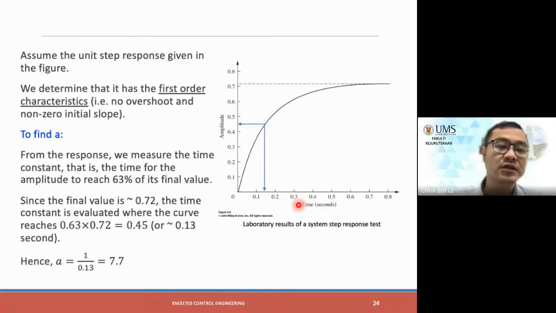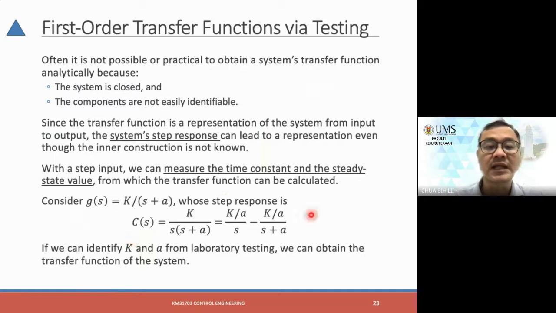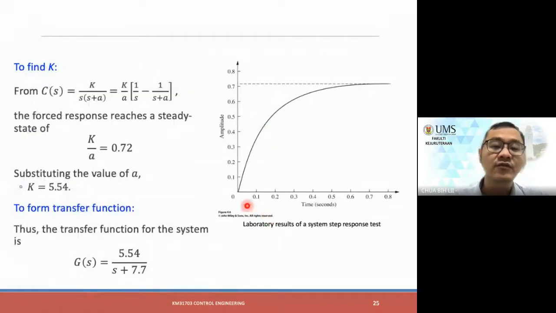modeled later on. First we would like to get the a value, which is based on this formula. After we get the a value, we will get the k value, and then we insert them into our original transfer function, where we have defined what k and a are. Therefore, we have formulated the transfer function for this linear, first order system.